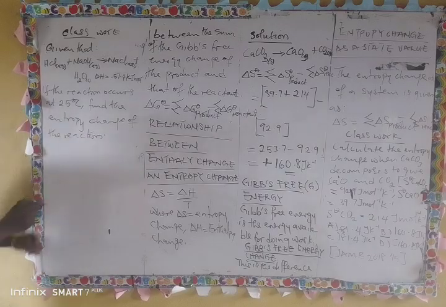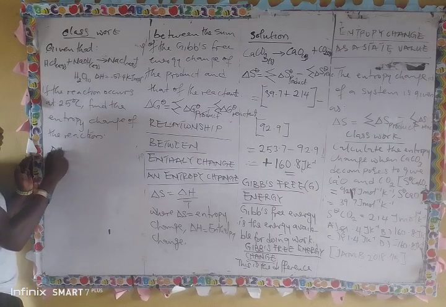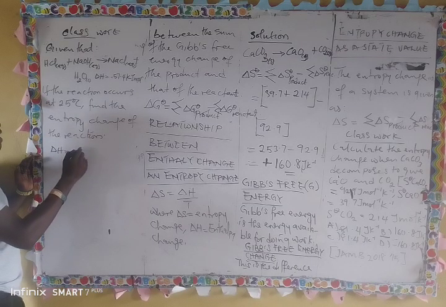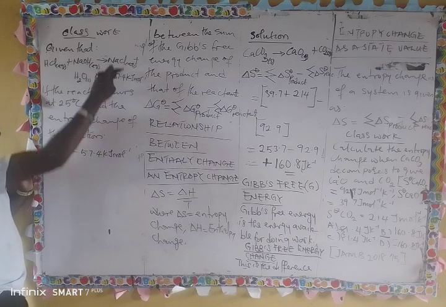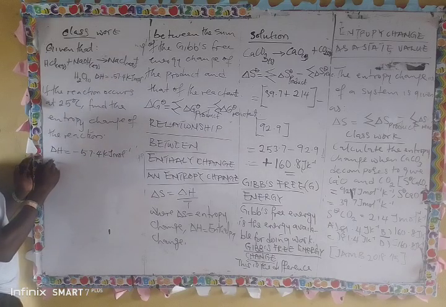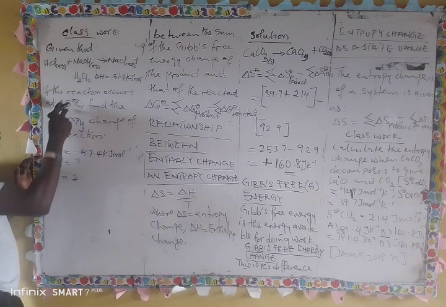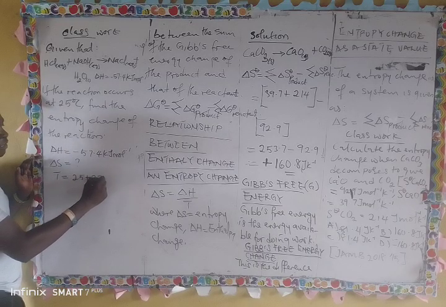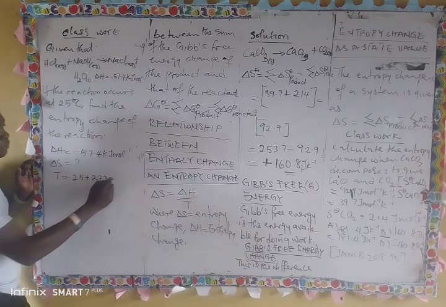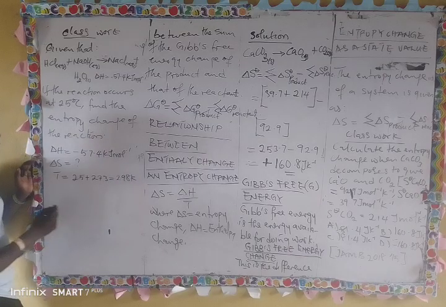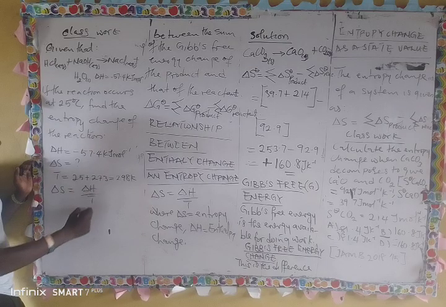They are giving us the enthalpy. Delta H is equal to minus 57.4 kJ per mole. Then they are asking us to find delta S, and our temperature has been given as 25 degrees C plus 273. 25 plus 273 is what? 298. 298 Kelvin. So our formula is delta S equals delta H over temperature.